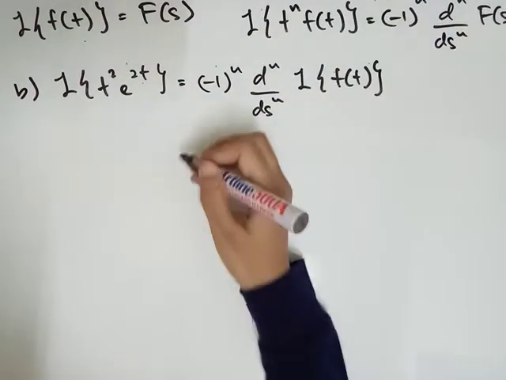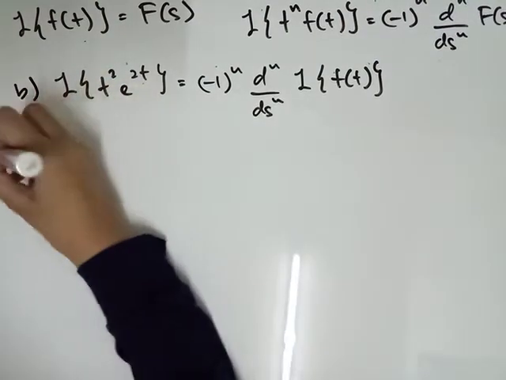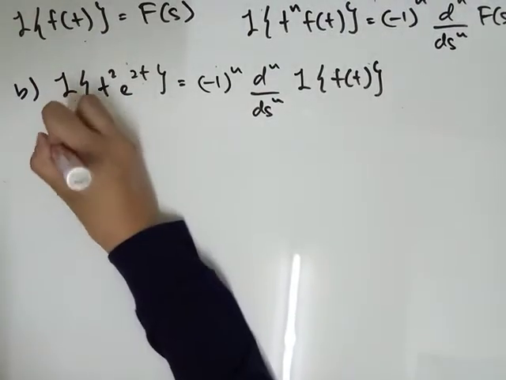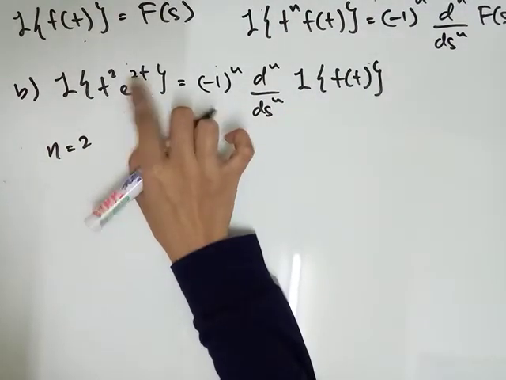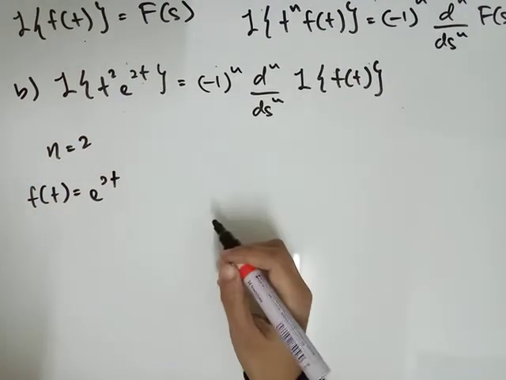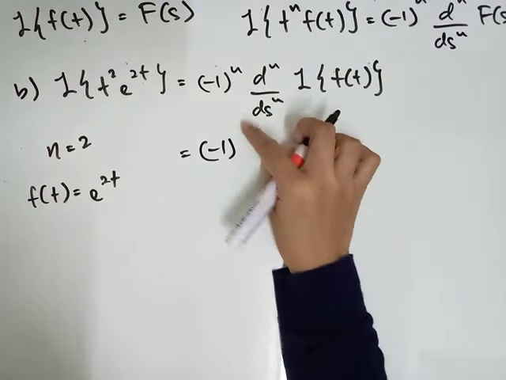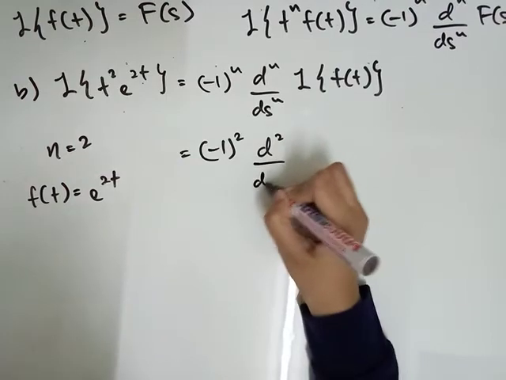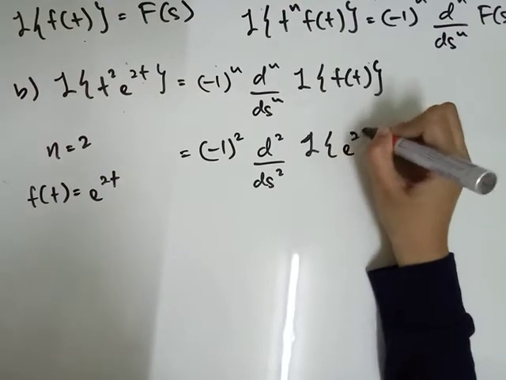Okay, so we know that what is n? N refers to the power of t, which is 2. N is 2. Okay, what is the function? The function is exponent 2t. So therefore -1 power what? Power 2. Okay, d power 2 ds power 2, the Laplace of exponent 2t.